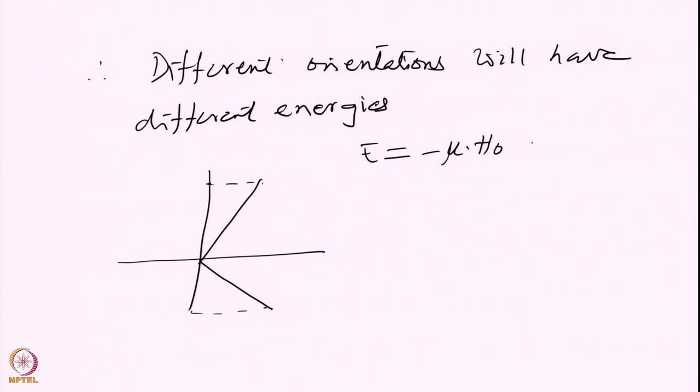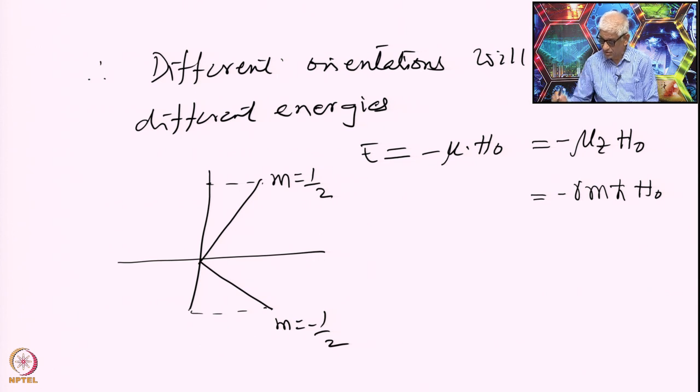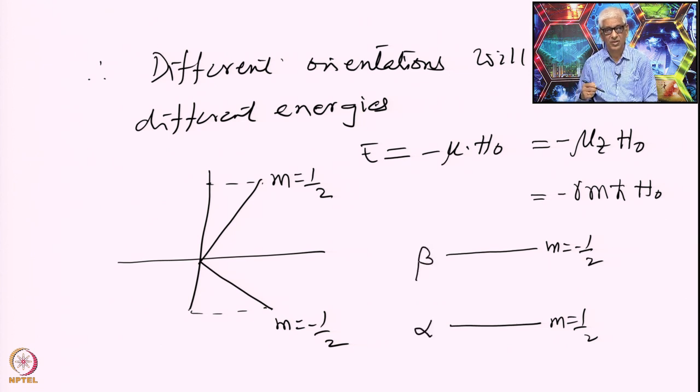So, this is equal to minus mu z H naught, where mu z is the z component of the magnetic moment, and this is then given by minus gamma m h-bar times H naught. The magnetic energy magnitude is given by this. And therefore, we see, depending upon the value of m, the energy value is different. Therefore, these two have different energies. Here I have m equal to half, and this is m equal to minus half. For m equal to plus half, the energy value is negative, and for m equal to minus half, the energy value is positive, provided H0 is along the z axis. Conventionally we label these as alpha and beta. These discrete states are now labeled as alpha and beta states.